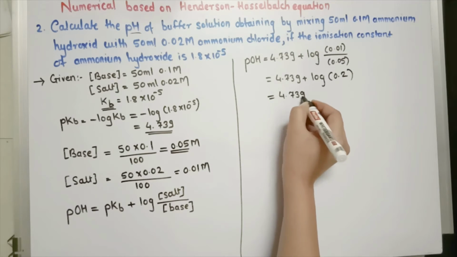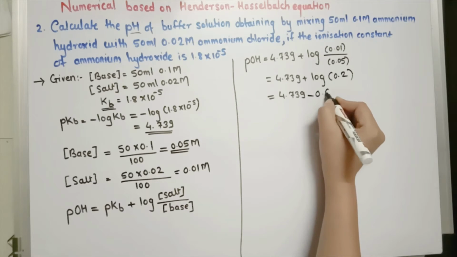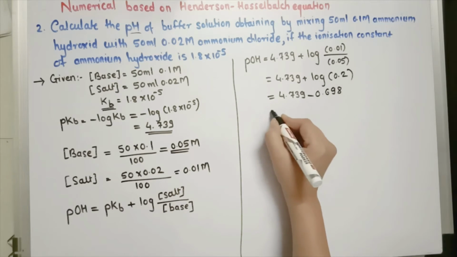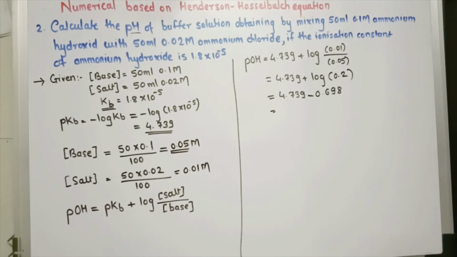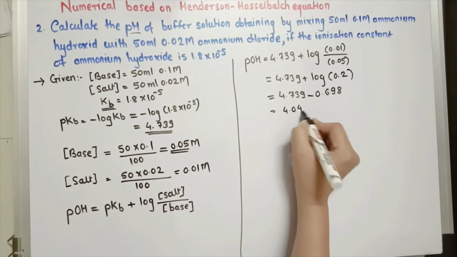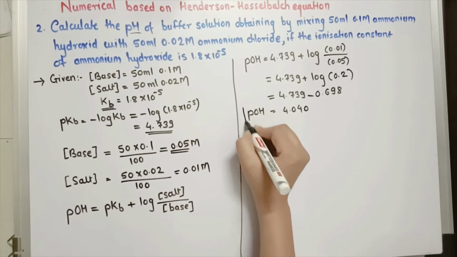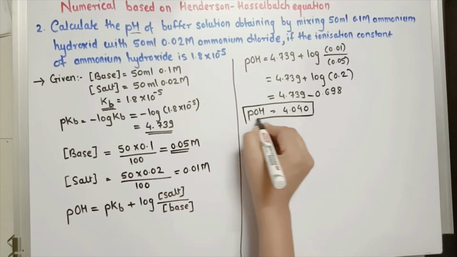4.739 minus 0.698, and this subtraction comes to be equal to 4.040. Okay, this is the value of pOH.